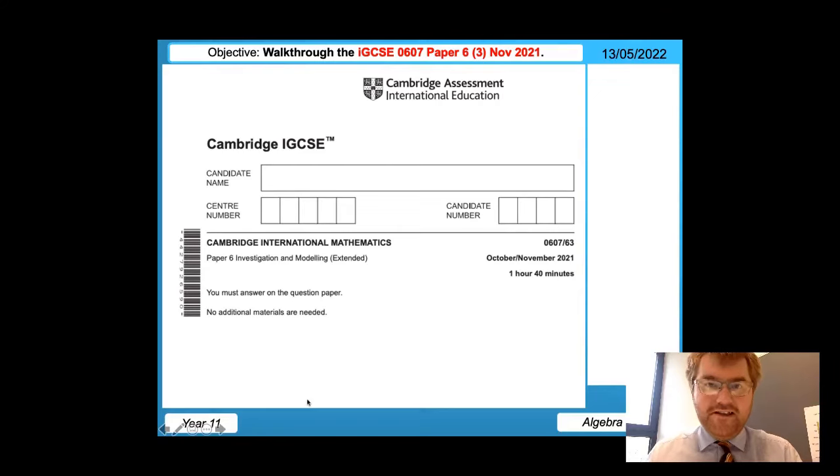Okay, welcome to another Ginger Mathematician video, and we're going to go through paper 6 here for the iGCSE 0607. I get a lot of requests for this kind of paper because it is slightly different to the other two papers, so I'm going to go through this nice and carefully, starting with the investigation and then on to the modelling afterwards. This is 1 hour and 40 minutes long.